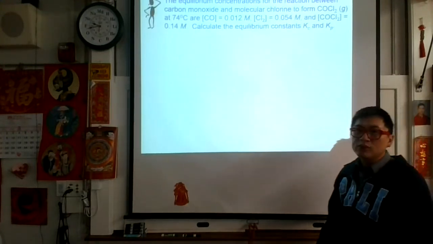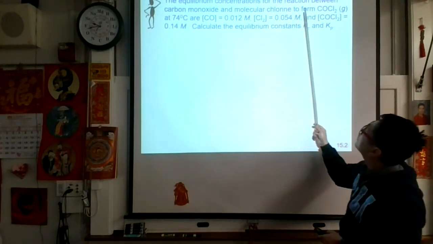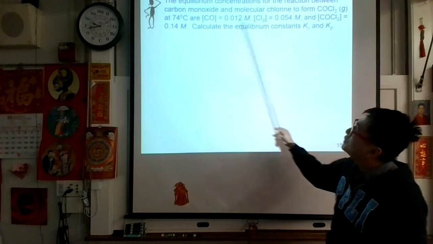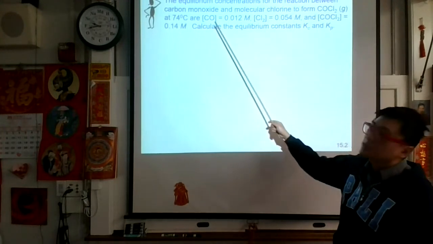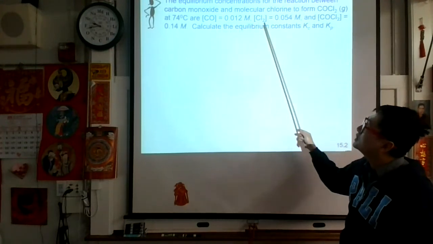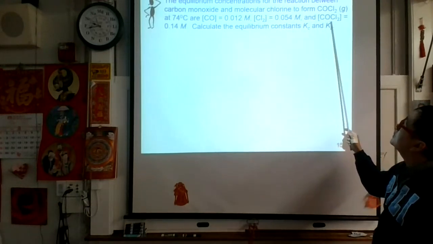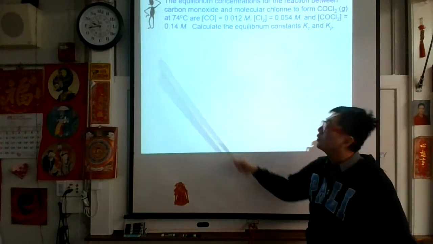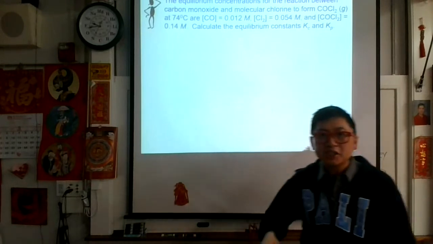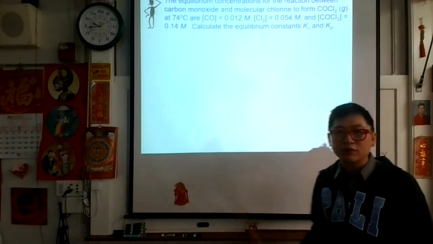Okay, so sample question. The equilibrium concentrations of the reaction between carbon monoxide and molecular chlorine to form COCl2 at 74 degrees Celsius. The concentrations in brackets mean molarity. The molar concentration of CO is 0.012 molar, Cl2 is 0.054 molar, and COCl2 is 0.14 molar. Calculate the equilibrium constants Kc and Kp. So it's actually two separate questions: solve for Kc, and then solve for Kp.